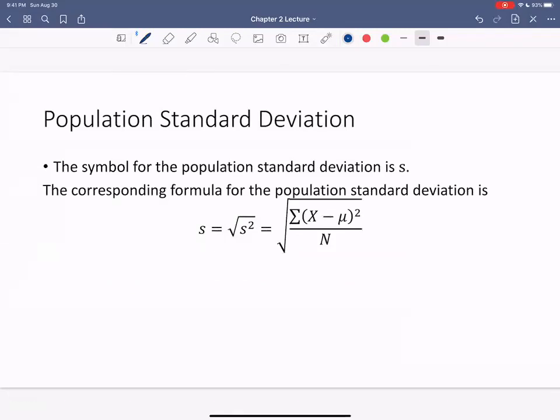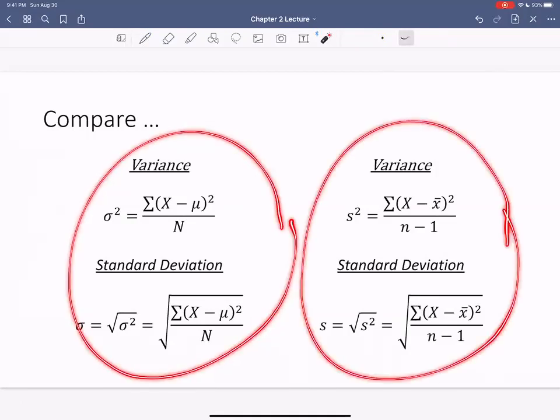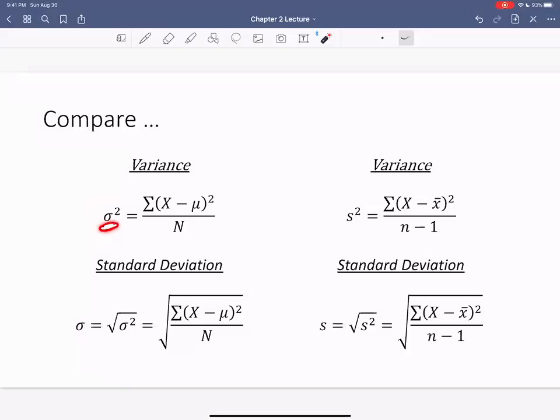All right, so population standard deviation, again, is the square root of your variance. So here's the way you compare them. Here is our population, and here is our sample. The main things that change: instead of mu, we have x bar, and instead of sigma, we have s. And the last one is that for the population, we take n, which is the whole population. If we have a sample, then we take how many we have minus 1, and we divide by that value.